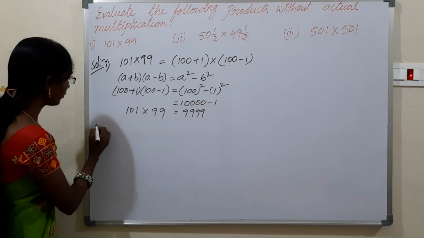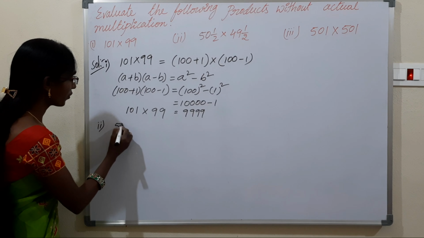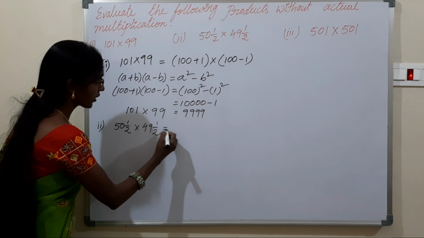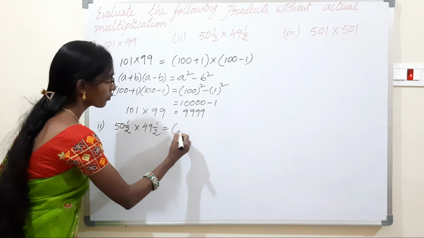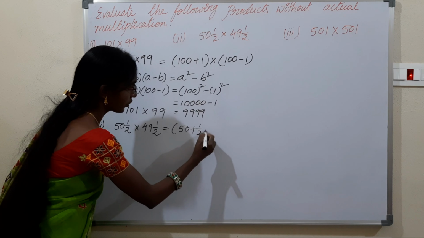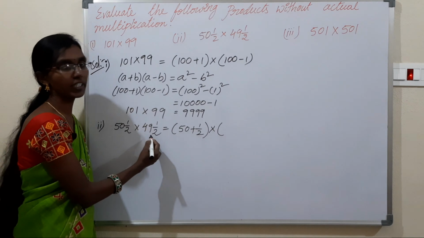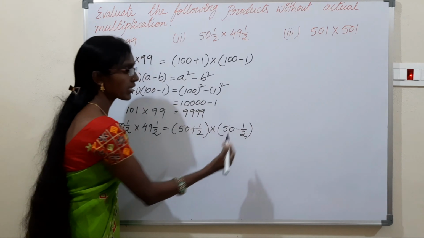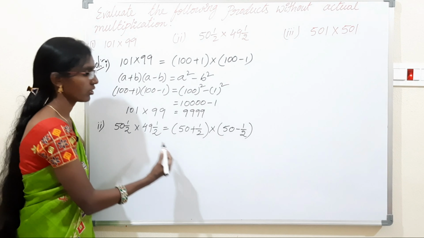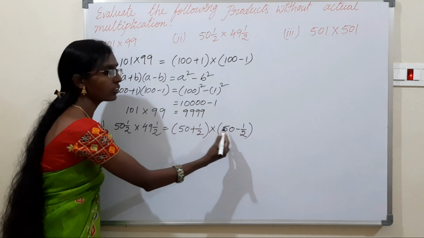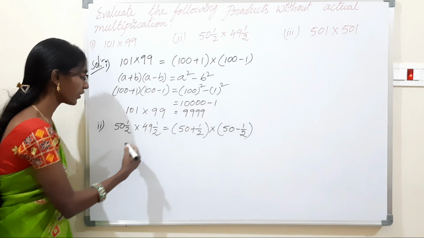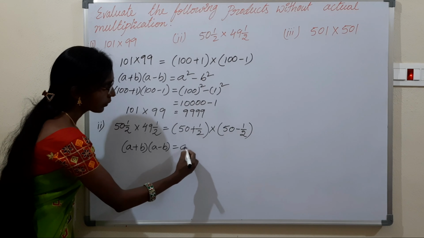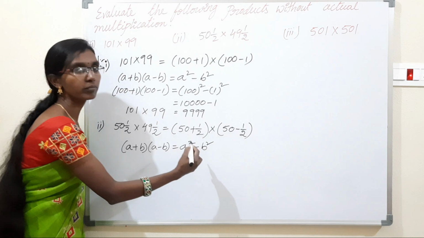Let us solve the second one, that is 50 and half into 49 and half, which is equal to, we can express 50 and half as 50 plus 1 by 2 into, we can express 49 and half as 50 minus 1 by 2. 50 minus 1 by 2 is nothing but 49 and half. It is in the form of a plus b into a minus b. We have to use that identity here. a plus b into a minus b is equal to a square minus b square.